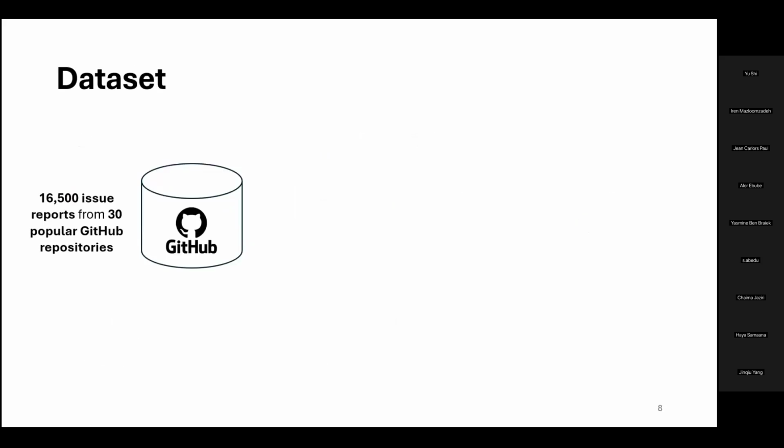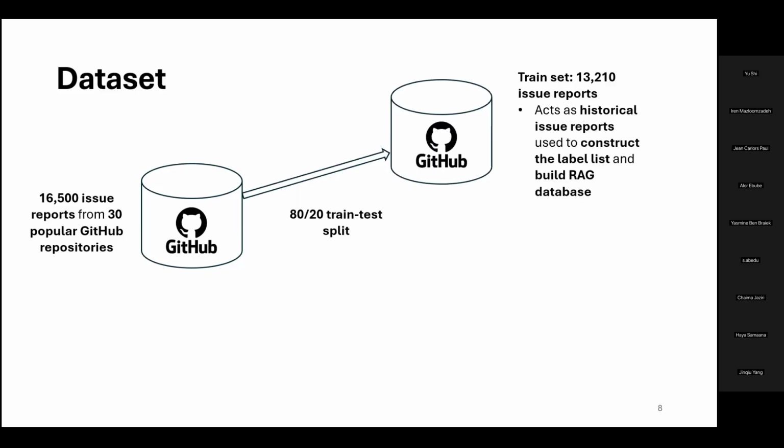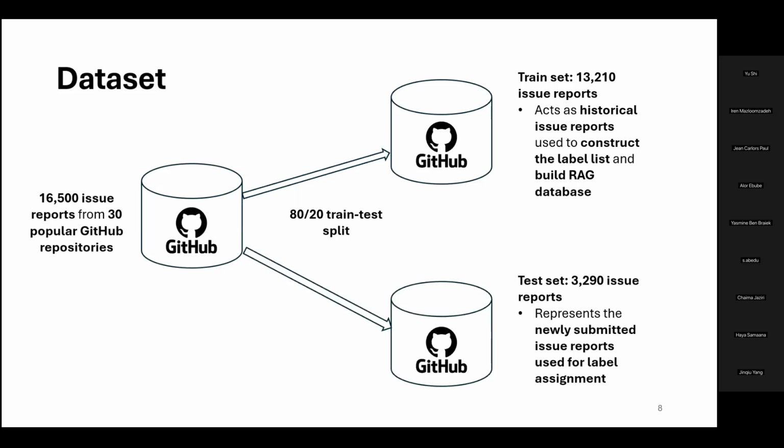So yeah, just to talk about the data set we use, we started off with, we mined 16,500 issue reports from 30 popular repositories. And then we did an 80-20 train test split. So the train set was 13,210 issue reports. These act as the historical issue reports used to build the label list and build the RAG database. So this is the idea of, if you're going to use this in real life, this is the issue reports you'd have before. And then the test set represents the newly submitted issue reports that we use to label.